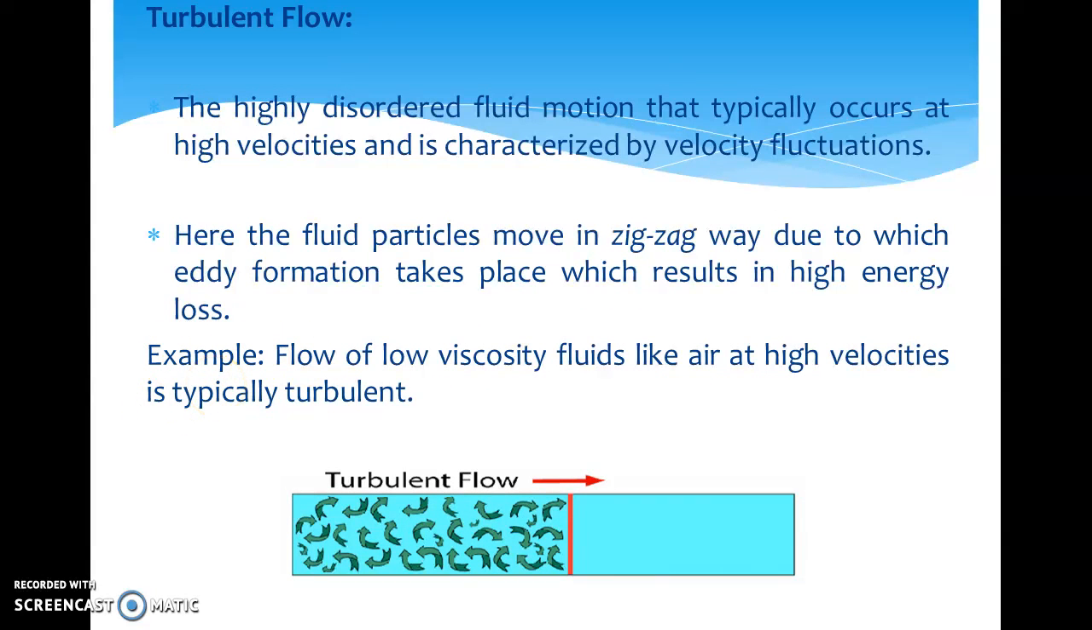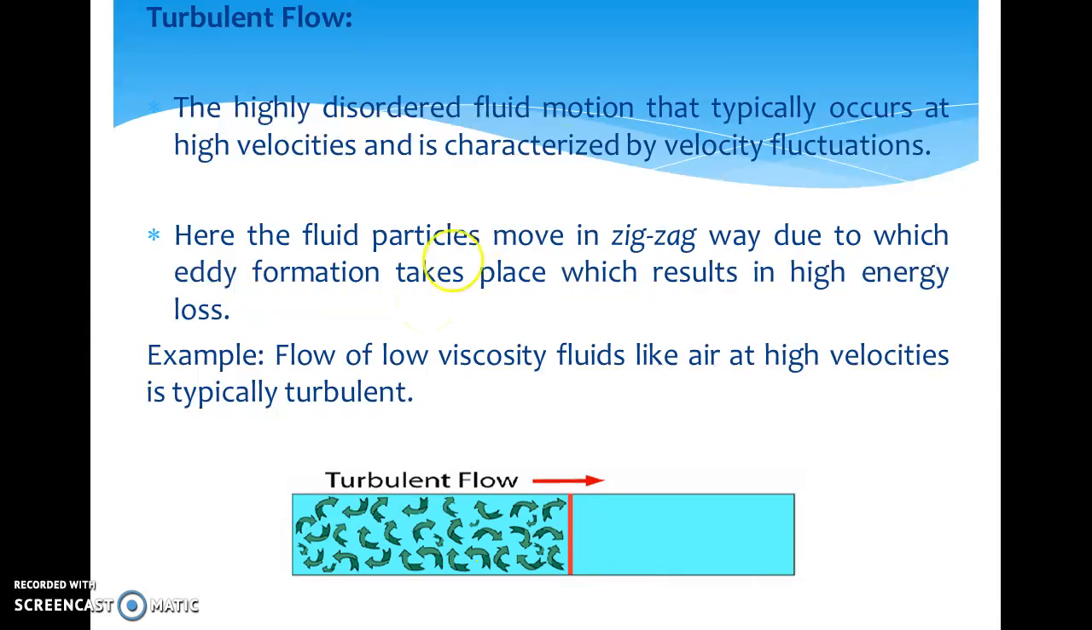Turbulent flow is the opposite of laminar flow, wherein we can see the fluid particles moving in a zigzag manner, in a random motion, which is caused due to the high velocities in the flow. Wherever the viscosity of the fluid is less and the velocity is high, this type of flow can be observed.